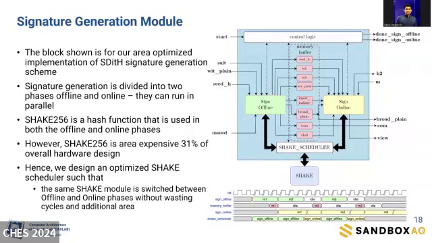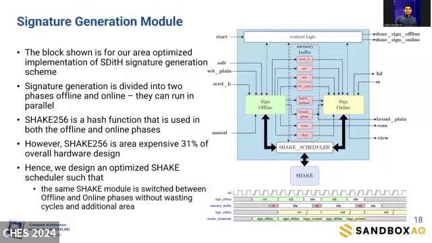However, SHAKE256 is area intensive. It uses around 31% of the overall hardware design area. So rather than having two individual SHAKE modules, one for the offline phase and one for the online phase, we only have one SHAKE module that we share between the online and offline phases. We accomplish this sharing using the SHAKE scheduler. The scheduler module ensures this switching without any clock cycle wastage. On the bottom right corner is a sample timing diagram that shows the working of our sign module.